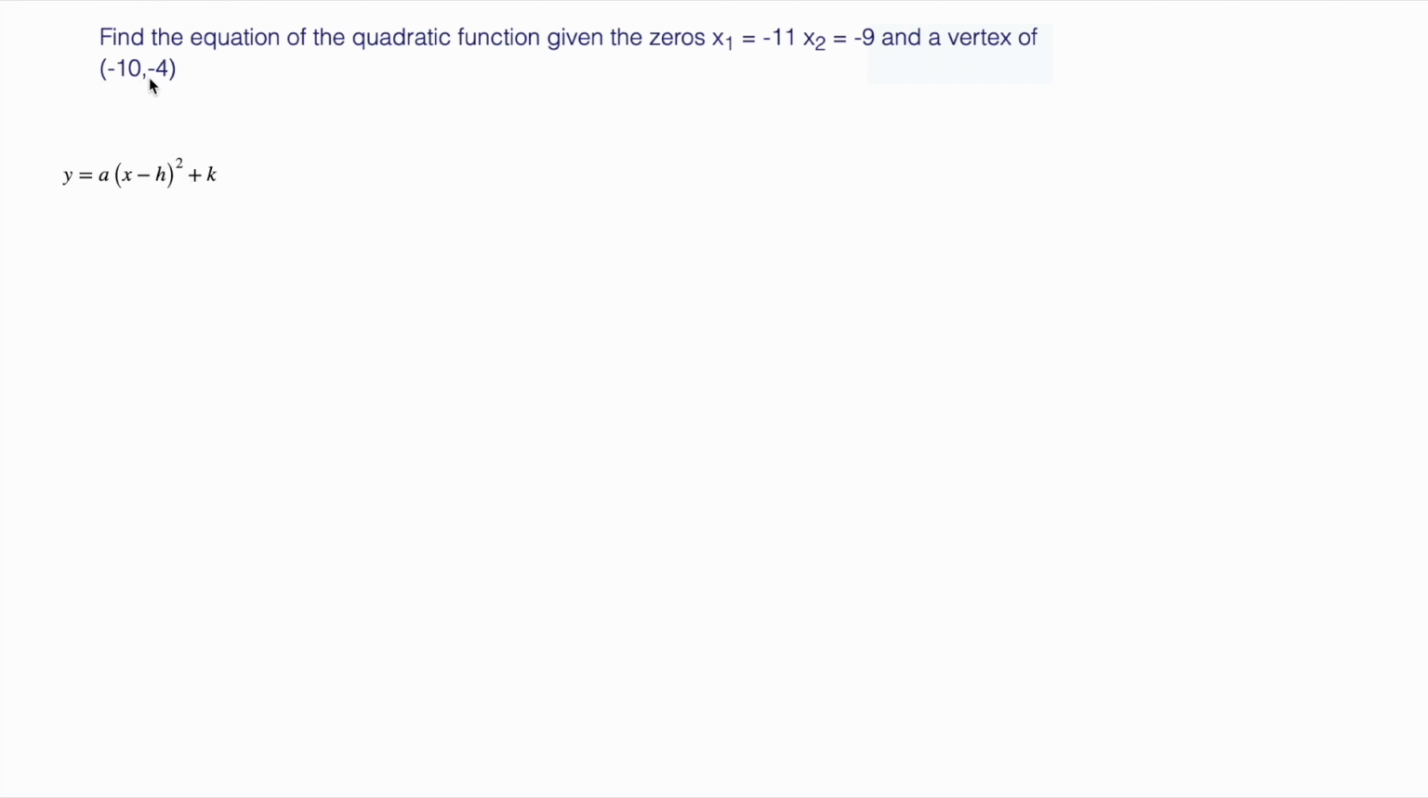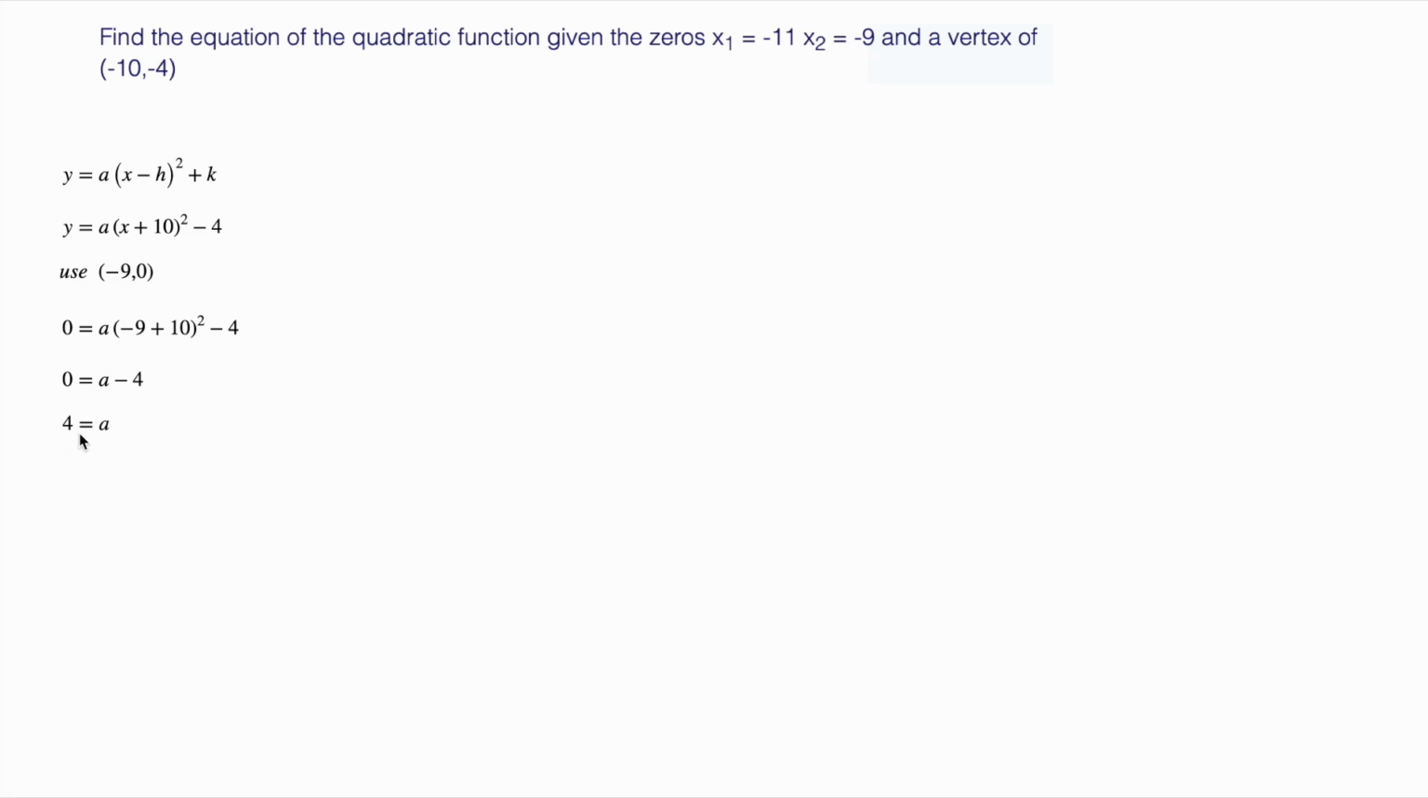I'm going to replace the h with -10, but minus -10 makes +10. Y is equal to a times (x plus 10) squared minus 4. I'm going to plug in one of my two zeros. Remember, the zero is a point where the y value is 0 and the x value is whatever the zero is. So I'm using (-9, 0). I'm replacing the y with 0 and the x with -9. I have -9 plus 10 is 1 squared, which is 1, times a is a, minus 4.